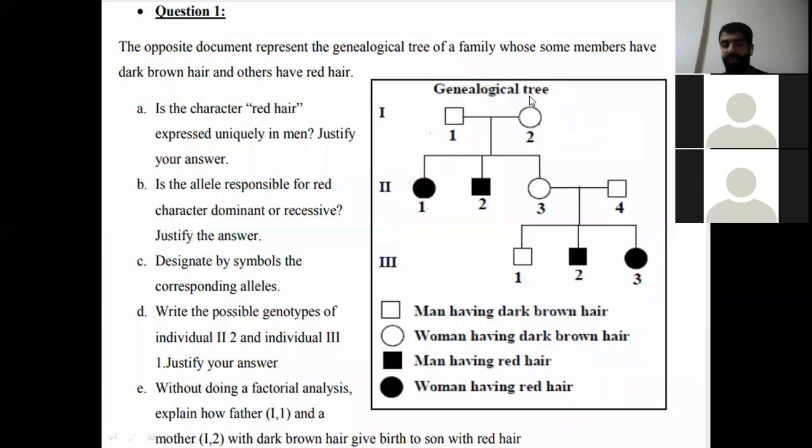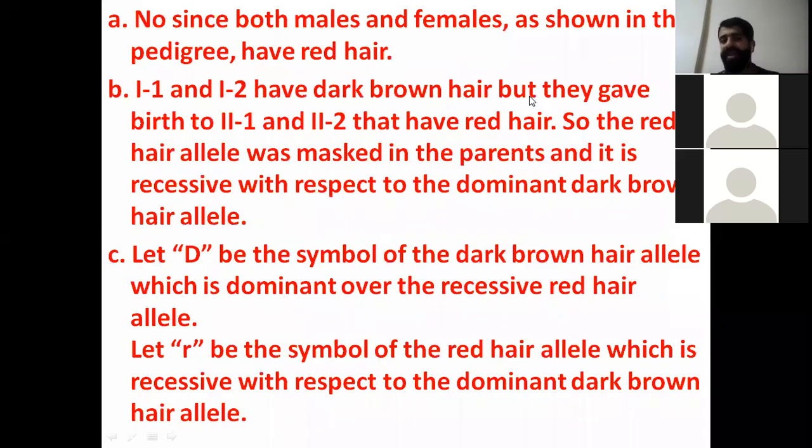So this is related to the first part A and part 2. Part A, no, since both males and females, as shown in the pedigree, have red hair, so it's not expressed uniquely in the males. Part B, 1,1 and 1,2 have dark brown hair, but they gave birth to 2,1 and 2,2 that have red hair. So the red hair allele was masked in the parents, and it's recessive with respect to the dark brown hair allele, which is the dominant, or you can say simply with respect to the dominant dark brown hair allele.